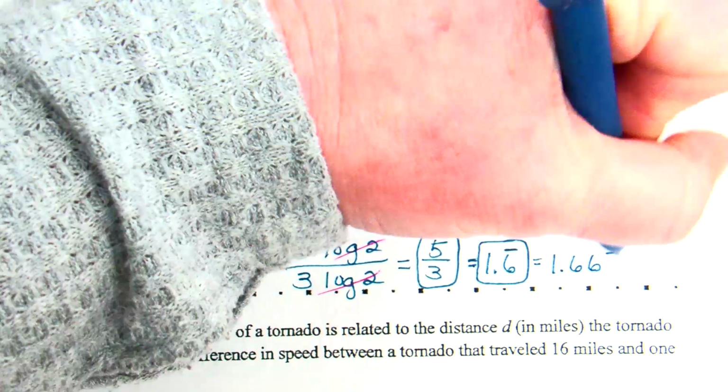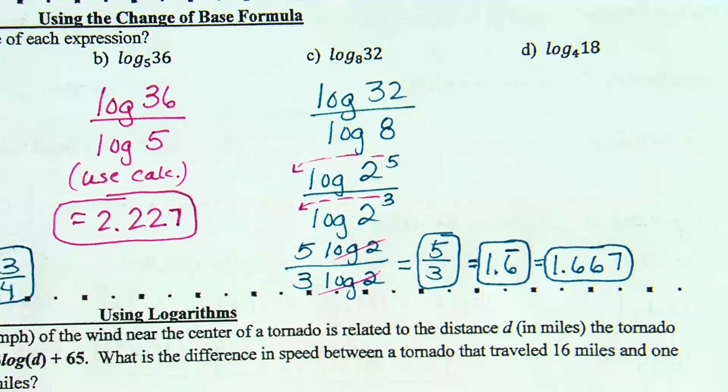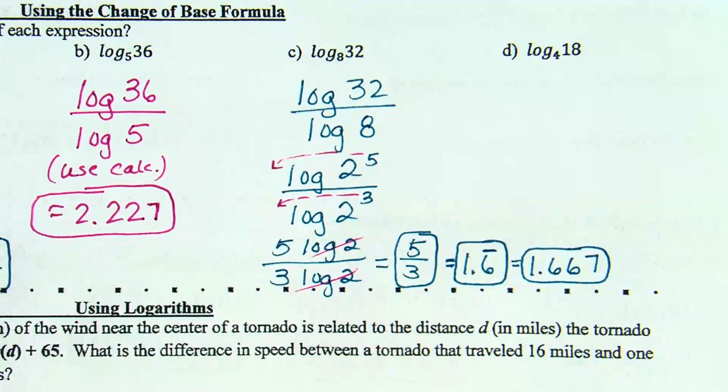Okay. One more in this section. Log base 4 of 18. How are we rewriting it? Log of 18 divided by log of 4, I think is what she was trying to say. And notice we're just dropping the base because we're just thinking base 10, right?